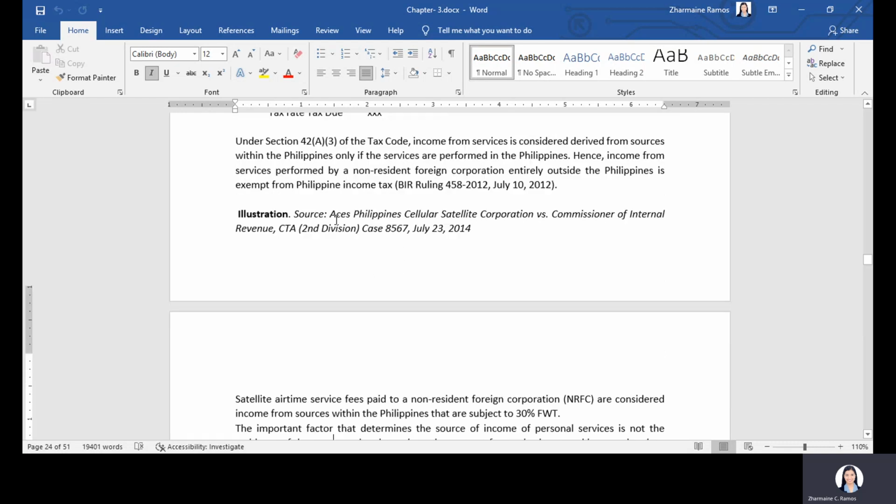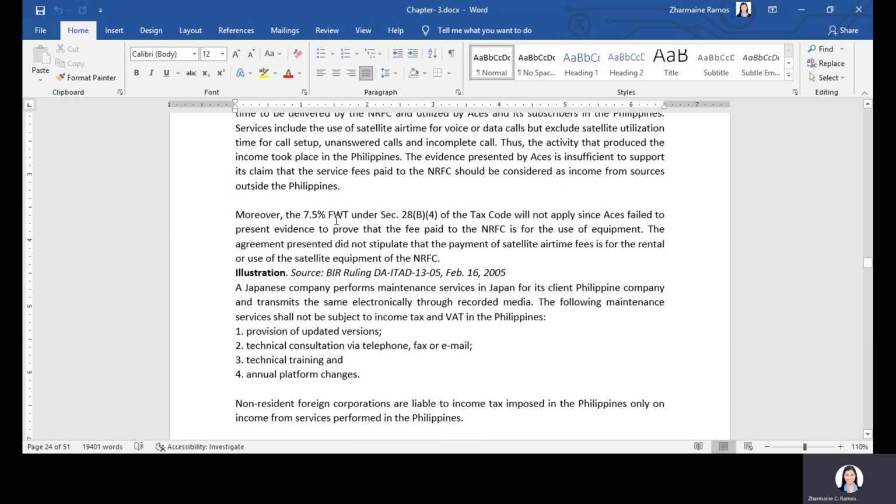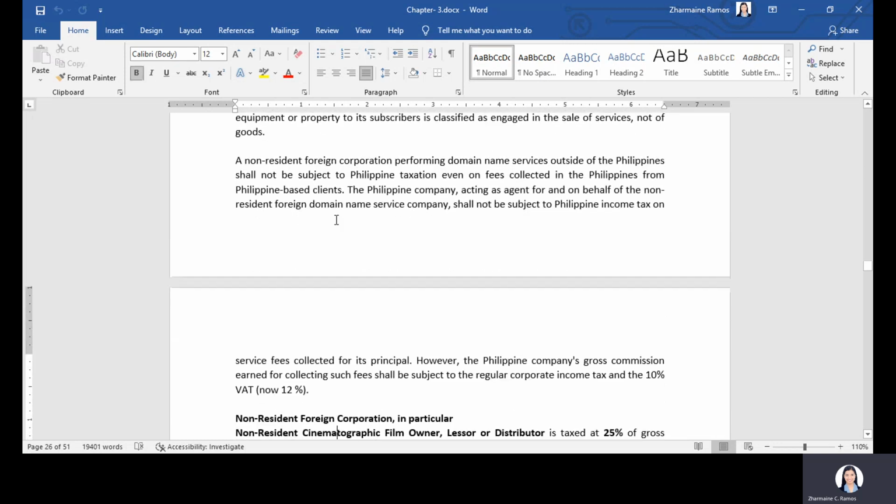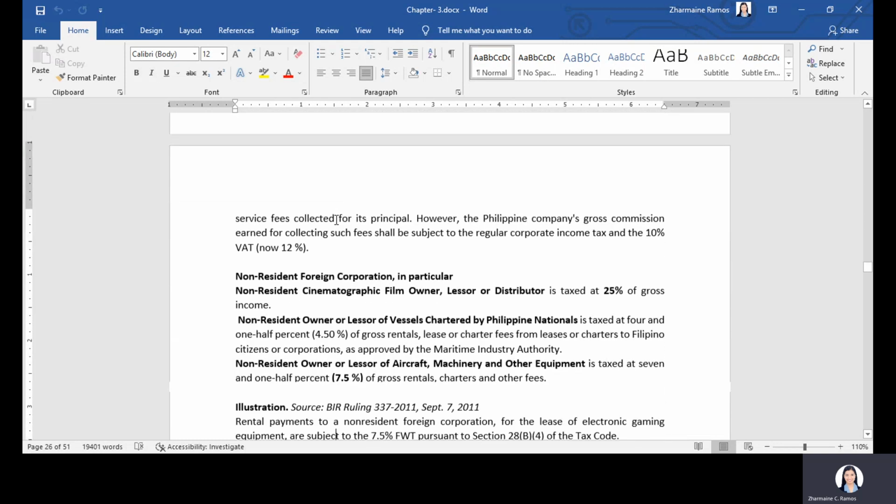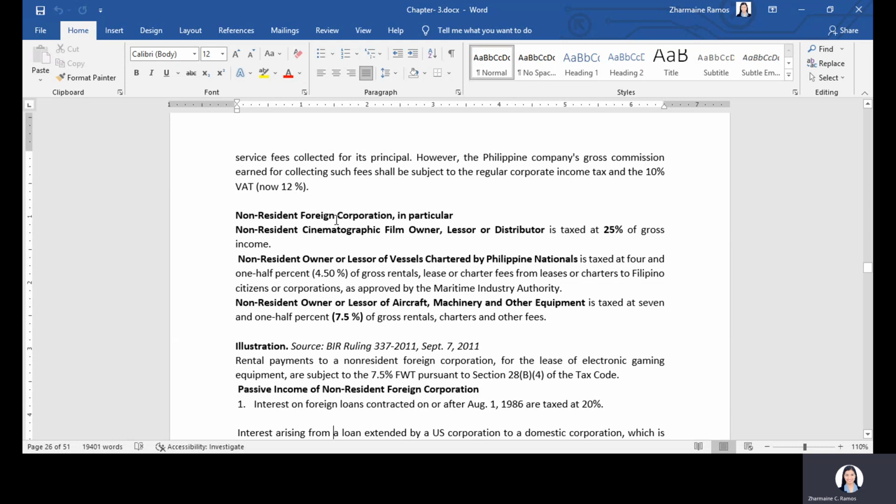Okay, next. So, these are the additional tax rates involving non-resident foreign corporation. In particular, so depende siya sa nature ng business. So, non-resident cinematographic film owner, lessor, or distributor. So, ang tax niya is 25% of gross income.